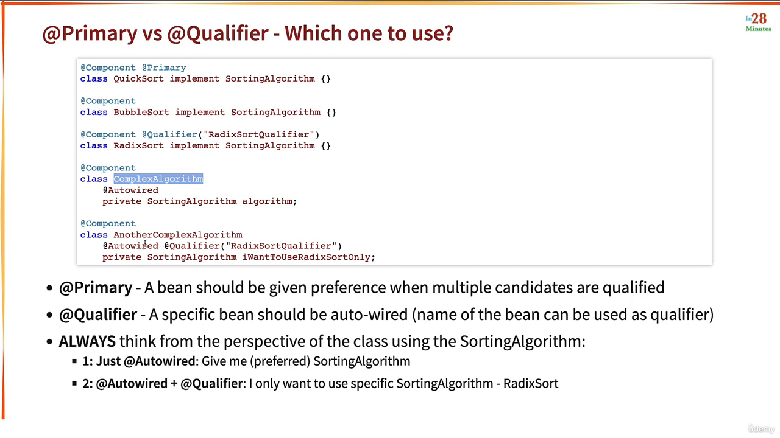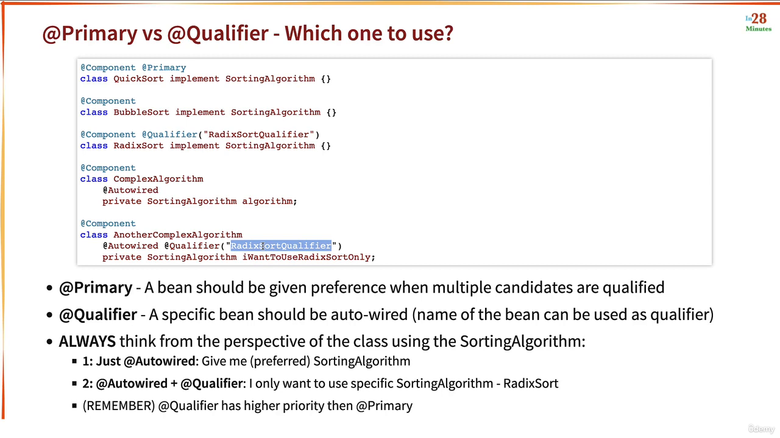However, when we are making use of @Qualifier, that is basically @Autowired plus @Qualifier. In that kind of a scenario, what we are telling is that I would only want to use a specific sorting algorithm. So AnotherComplexAlgorithm over here is telling us, I want to make use of RadixSort. I don't want to make use of any other sorting algorithm. Always remember that @Qualifier has higher priority than @Primary. So over here, AnotherComplexAlgorithm will be auto-wired with RadixSort.